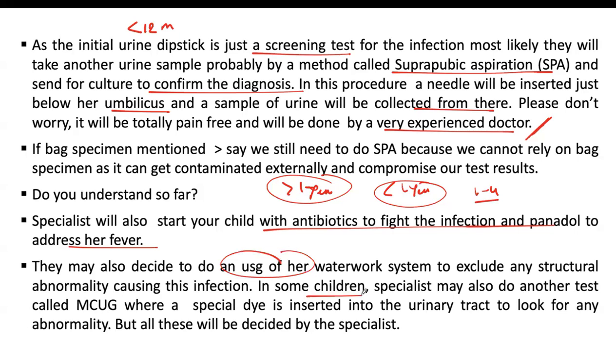In some children who get recurrent urinary infection, specialists might also want to do another test called a dye test, where a special dye is inserted into the urinary tract to look for any other abnormality. But in your case, I think that is not going to be the case. Maybe the specialist might want to just do an ultrasound of the urinary tract.